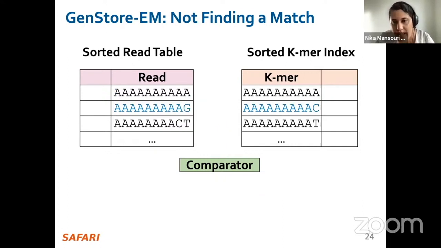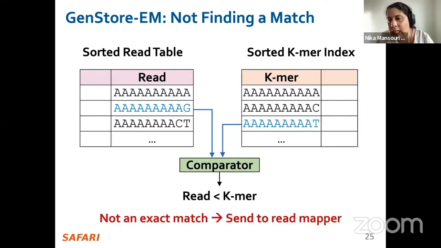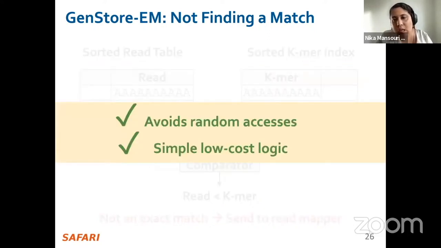If the read is alphabetically larger than the k-mer, we conclude that the k-mer does not match any read and go to the next element in the index so we can examine the next k-mer. And finally, if the k-mer is alphabetically larger than the read, we conclude that the read does not match any k-mer in the index and needs to be sent for a full read mapping process. Then we go to the next element in the sorted read table so that we can examine the next read. Using this technique, GenStore EM avoids random accesses and performs filtering using only simple low-cost logic.